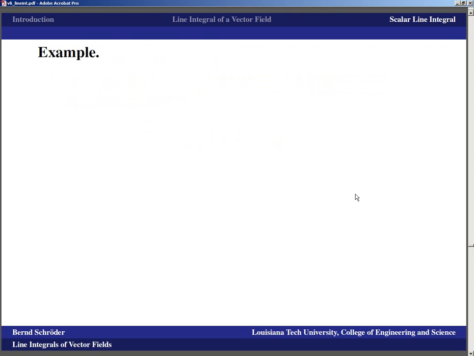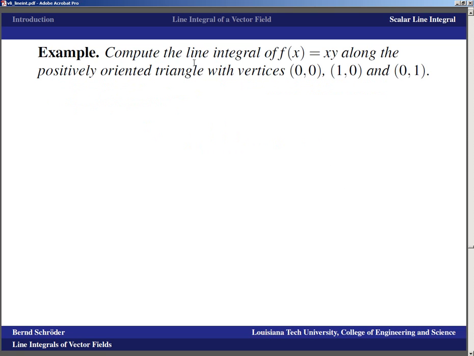Okay, let's look at an example to just make sure that we can compute the scalar line integral. So we want to compute the line integral of the function f of x and y, being xy, along the positively oriented triangle with vertices 0, 0, 1, 0, and 0, 1. Let me briefly change that. And we're back. Yeah, this is f of x and y.